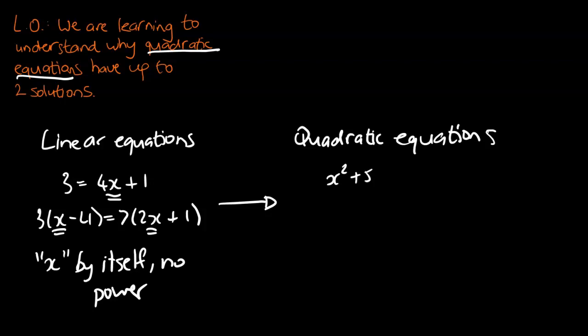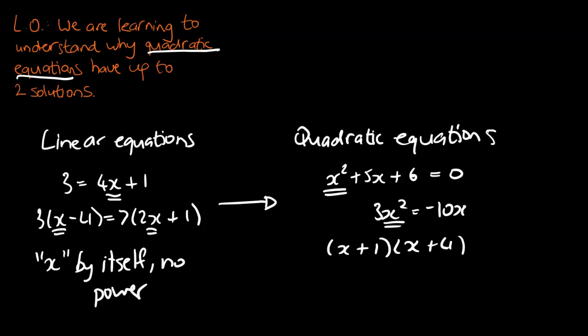x squared plus 5x plus 6 equals 0. So you can see there's an x squared as part of this equation. You could have something like 3x squared equals negative 10x. Again, you can see some x squareds, and it could also actually be these double brackets here. Let's say that's equal to 7, because when you expand this, you're going to get x times x, which is going to create that x squared part of it. So quadratic equations, they're equations which involve x squared.